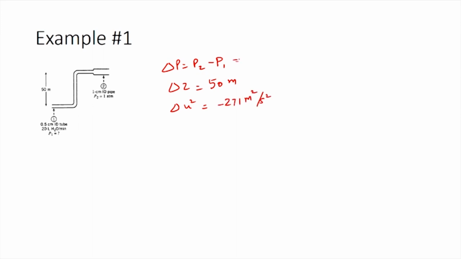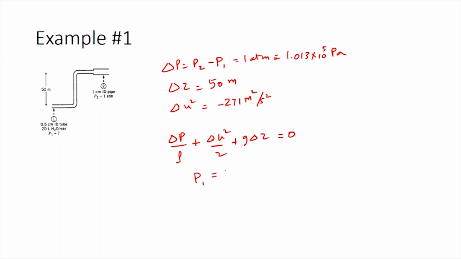Here we already know the value for P1, which is 1 atmosphere, equivalent to 1.013 times 10 power 5 pascals. Now, using this value we can substitute all of them into Bernoulli's equation, which is delta P divided by rho plus delta u squared by 2 plus g delta Z equals 0. Substituting all these values, we can get the value for pressure at point 1 as 4.56 bar. Please perform appropriate unit conversions to verify if the value I have is correct.